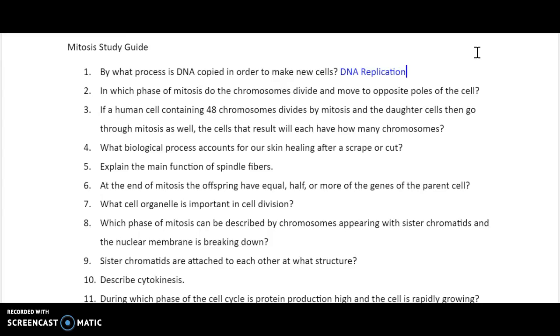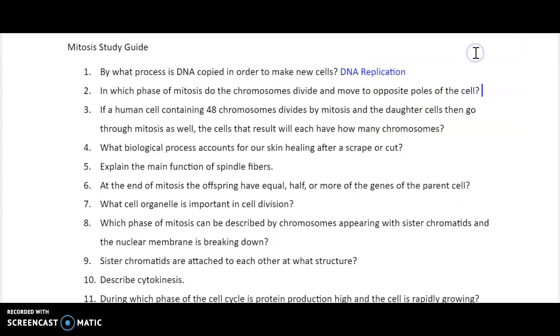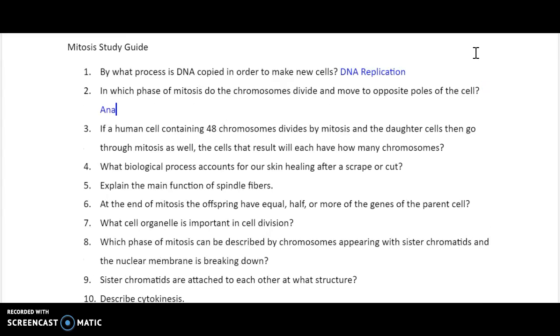Okay. Number 2 says, in which phase of mitosis do the chromosomes divide and move to the opposite poles of the cell? And that is anaphase, and we remember that ana starts with A and away starts with A. So at anaphase, those chromosomes are going to move away from each other. So anaphase. And we're going to remember ana, away. Chromosomes are moving away from each other during anaphase.